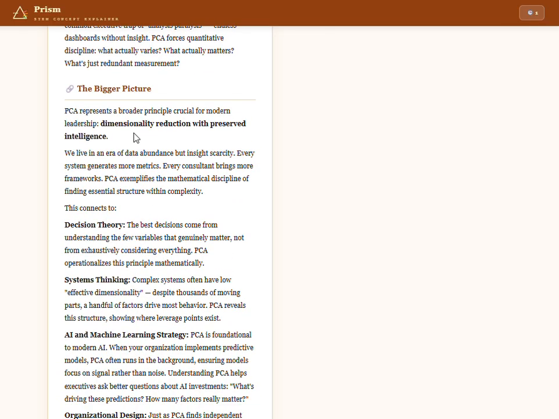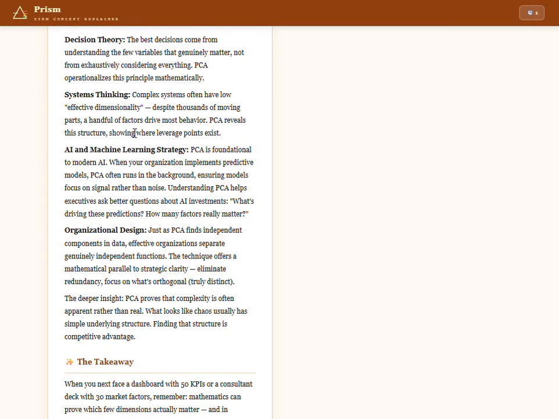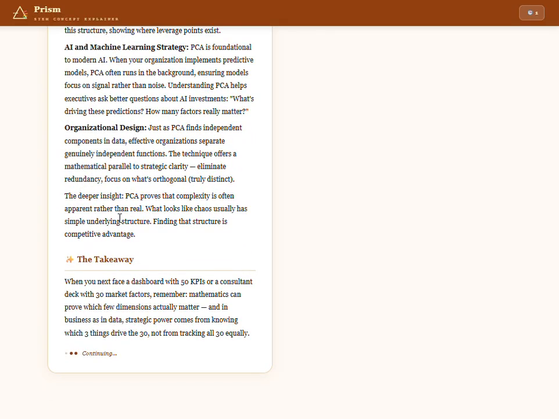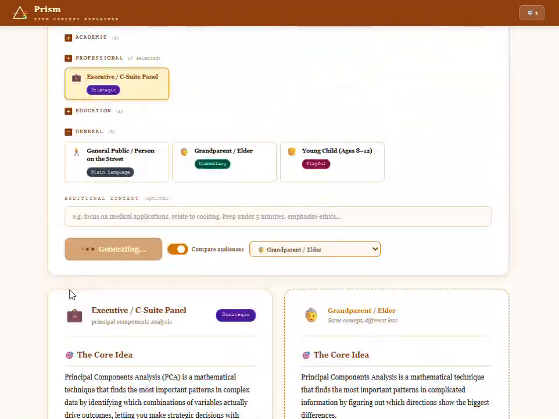And there is some bigger picture, again in the context of the executive audience, decision theory, systems thinking, and how does it impact all these different areas. So there's a takeaway from that, again with the consultant deck and things like that, performance indicators. So a nice perspective on PCA for an executive audience. Now let's just wait for the additional resources that it's going to generate here. Meanwhile, it may have something for the grandparent too.